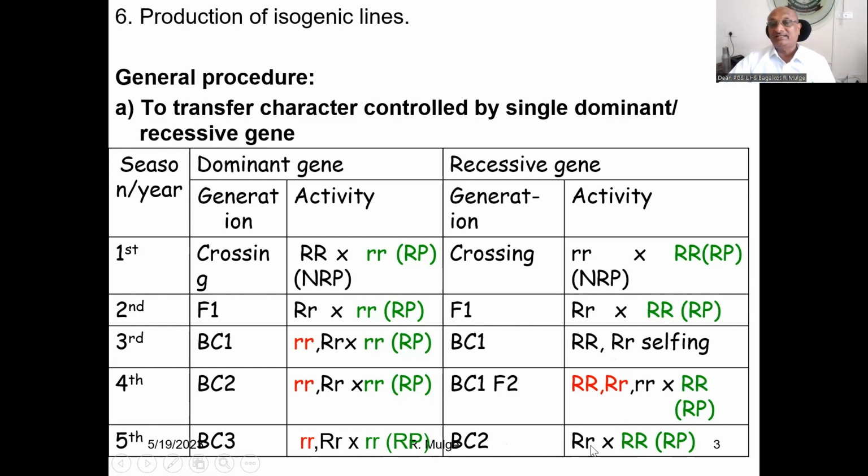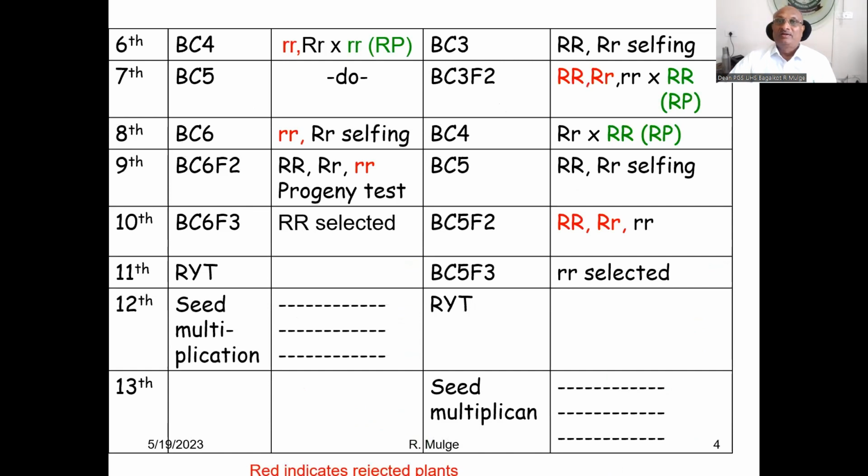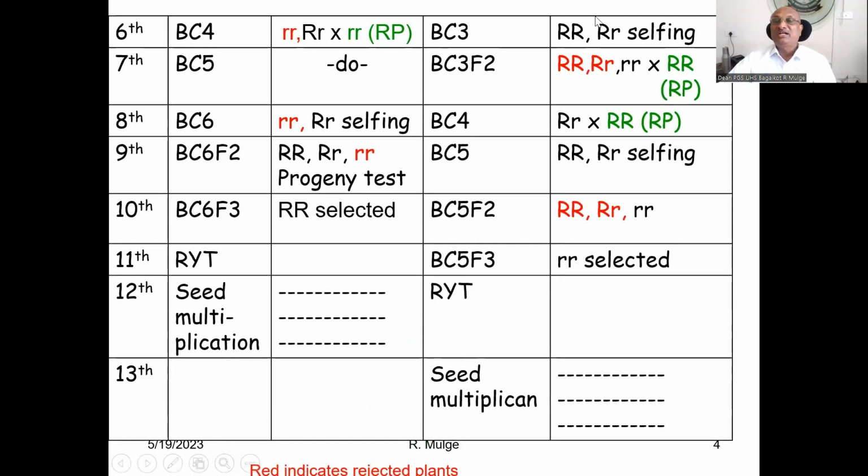This here is heterozygous. You are sure that the desirable allele is there. You are going to go for the third backcross generation. When you cross homozygous dominant and heterozygous, you will again get these two types of plants, right? You will get homozygous dominant and heterozygous plants in the BC3 generation.